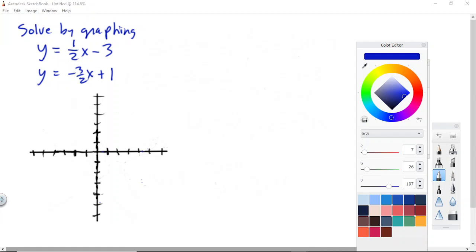Here's our board work video for today. Solve by graphing this system of equations. Two equations in two unknowns.